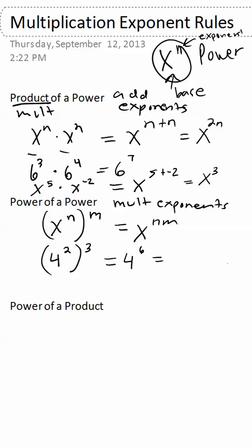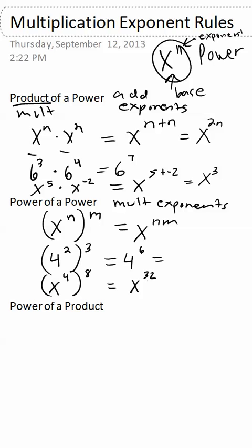Okay, so let's say I had x to the fourth power raised again to the eighth power. Well, now that becomes x to the 32nd power. So I multiply these exponents.